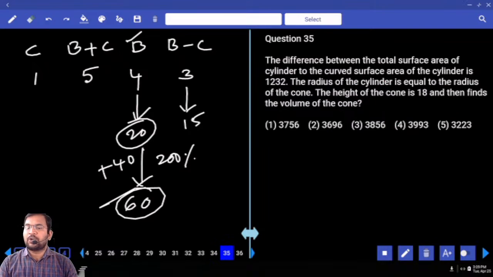The difference between the total surface area of the cylinder and curved surface area of the cylinder is 1232. The radius of the cylinder is equal to the radius of the cone. The height of the cone is 18 meters. Then find the volume of the cone.